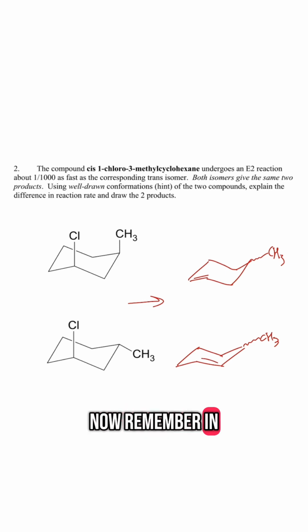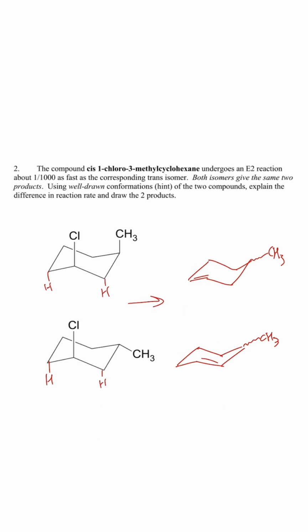But now remember, in an E2 reaction, we have our substrate, which is this chlorine right here. That's our leaving group. And we need to have a hydrogen that is beta to it, and that is 180 degrees away from it. So we have that in both of these. So we're going to have our strong base, and it's either going to come and grab this or this and give us one of these isomers.